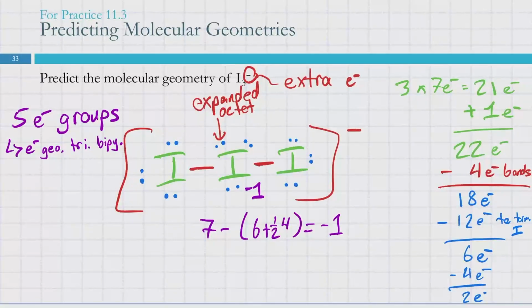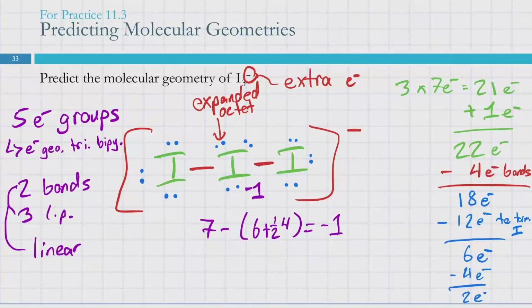Our number of bonding groups, we've got 2 bonds and 3 lone pairs. If we refer back to table 11.1, we can look down to where it's 5 electron groups, 2 bonds, 3 lone pairs, and you should find that this gives us linear for our molecular geometry.